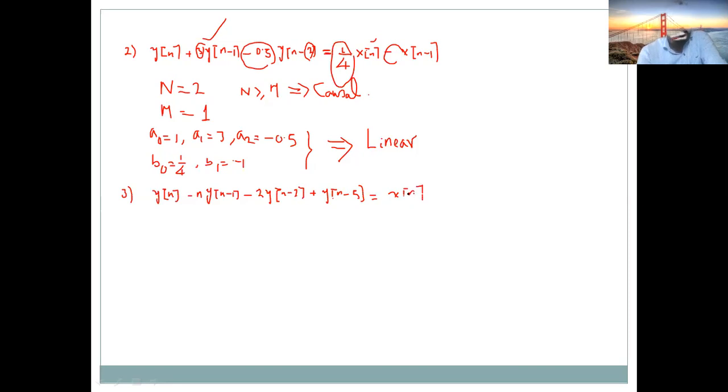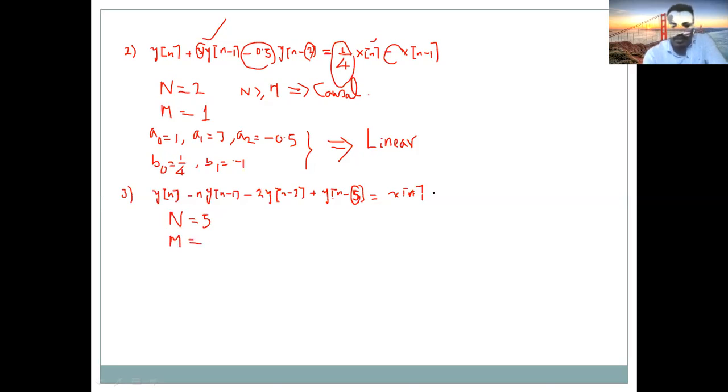Okay, so let's see this equation. This is also a difference equation. So what is N? In this case, N goes up to what? Up to 5 here. You see 5? That is the maximum delay on the output side. M.